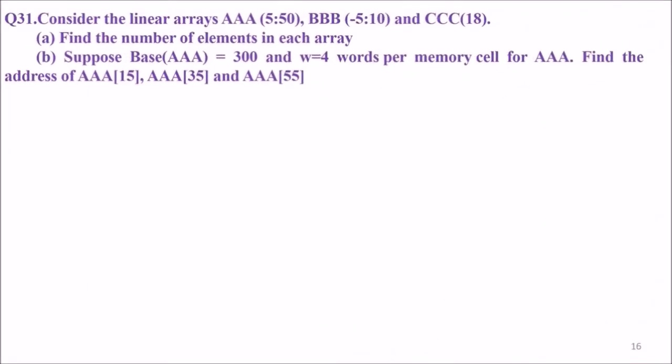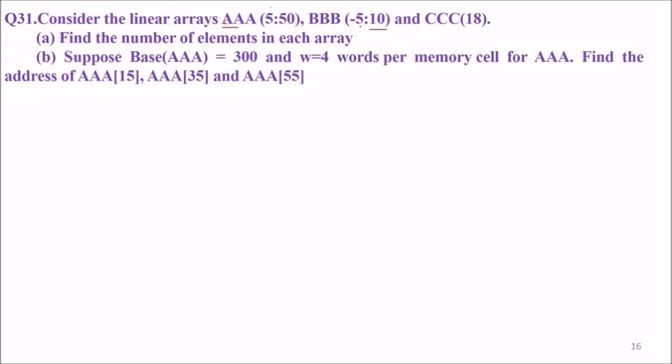So we were taking questions on data structure. This is another question. Consider the linear arrays. So this is an array, and there are three arrays: AAA, BBB, CCC. Find the number of elements in each array. 5 to 50, so it seems to be 45. Minus 5 to 10 seems to be somewhat 15, and here CCC 18.